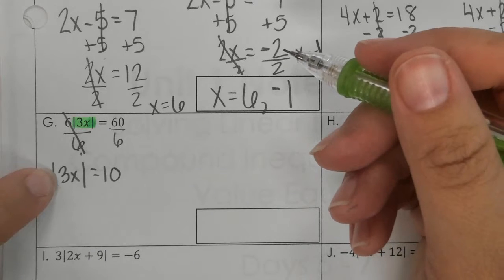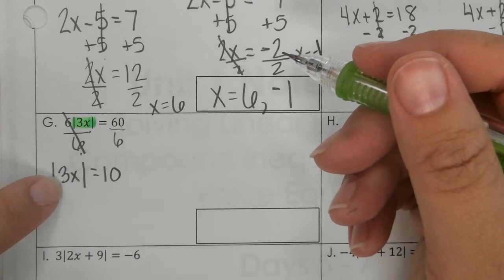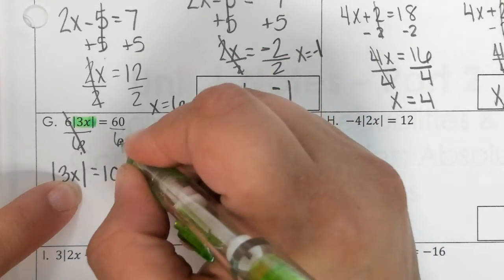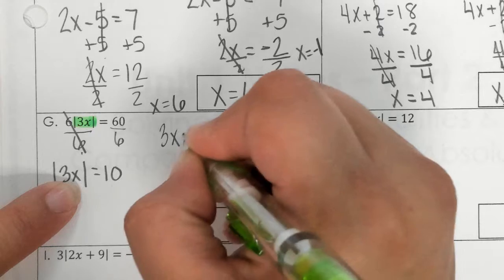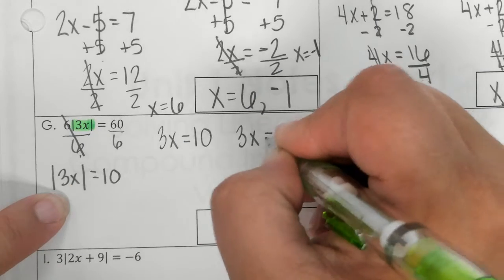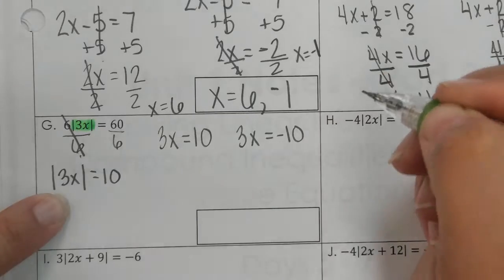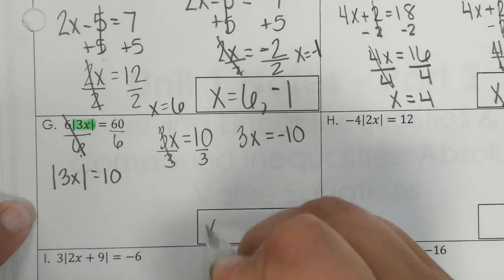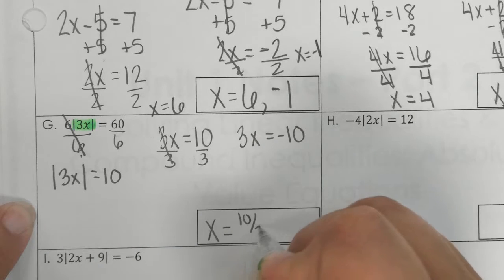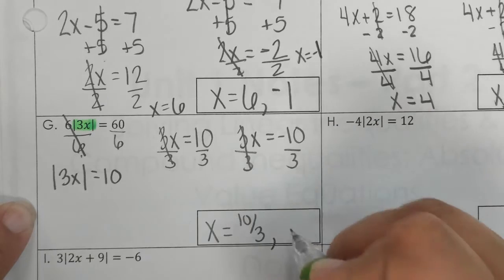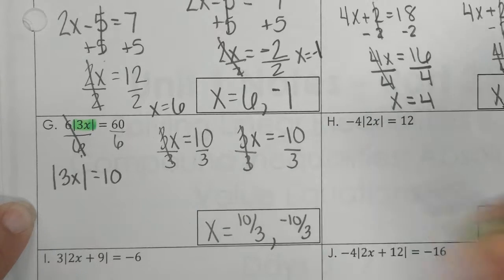Now, since I have that 3x with the absolute value by itself, I can go ahead and set up two equations. So the first one would be 3x equals 10, and 3x equals negative 10. Divide by 3, we get 10 thirds. If I divide by 3 here, I get negative 10 thirds.